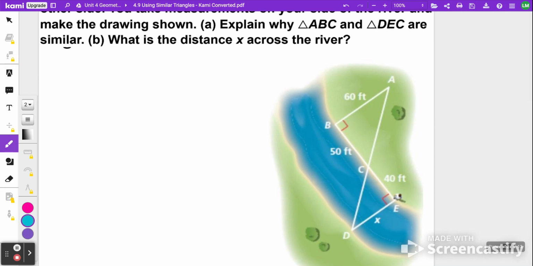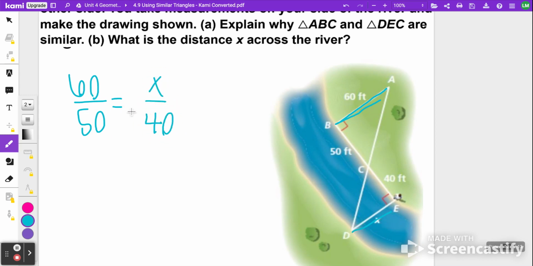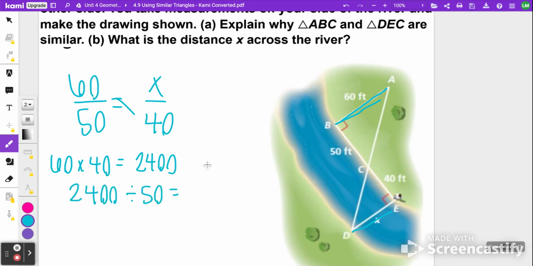We know that ABC and DEC are similar because they have matching angles, and we can also set up a proportion to help us. So let's say that we have 60 over 50 is equal to, notice how I use this mark, AB matches DE. So I need to do x over 40. I'm going to cross multiply first. 60 times 40 is 2,400. And then I'm going to take that 2,400 and divide it by 50. Okay, 2,400 divided by 50 will give us 48. So x is equal to 48 feet.